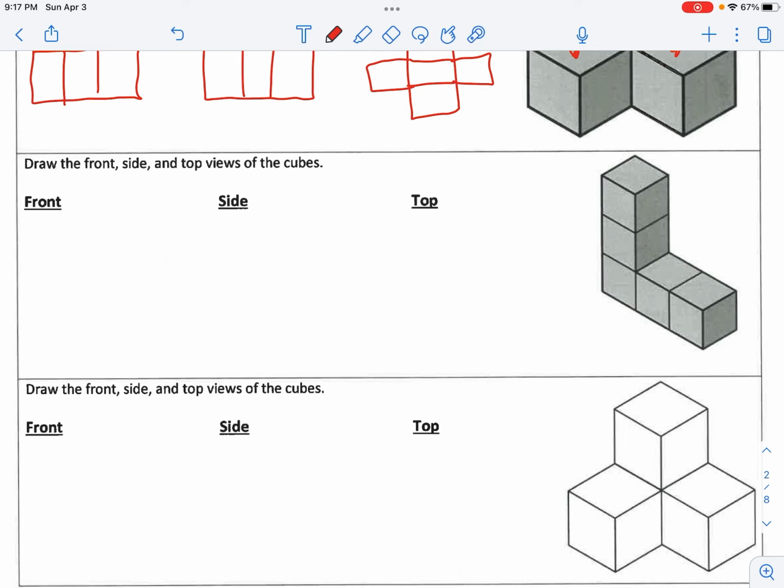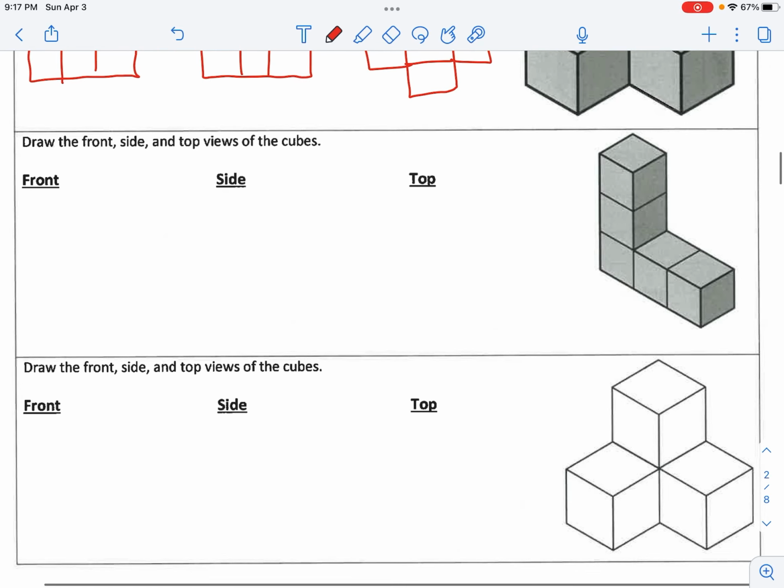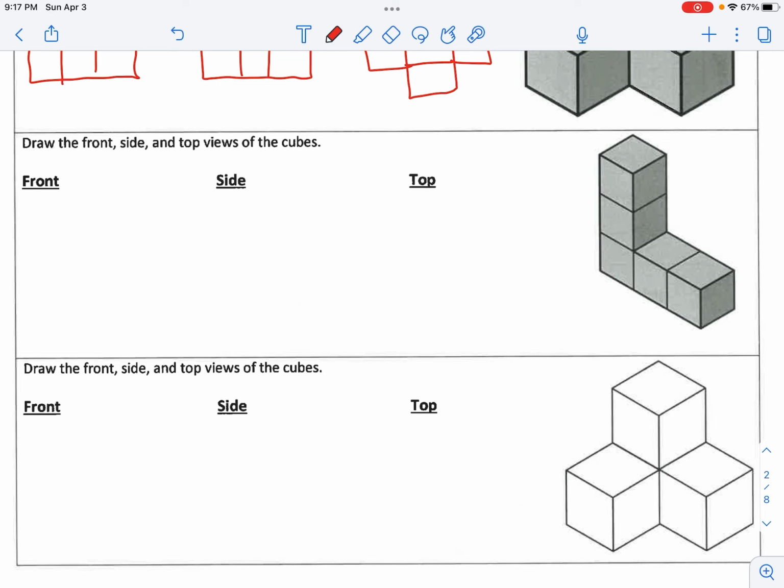If I want to draw the front side of this shape, I'm going to see this one, this one, this one, this one, and this one. So if I'm only going to see these 5, and I'm looking straight at it, it's going to look just like that.